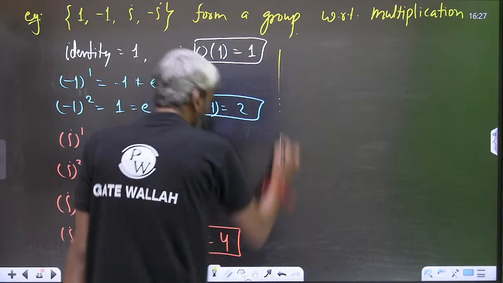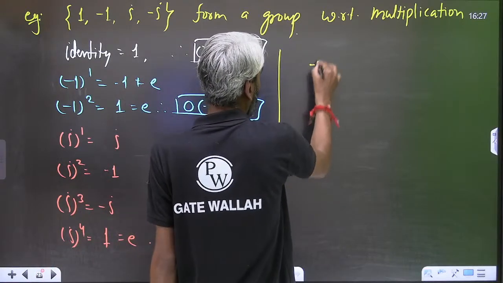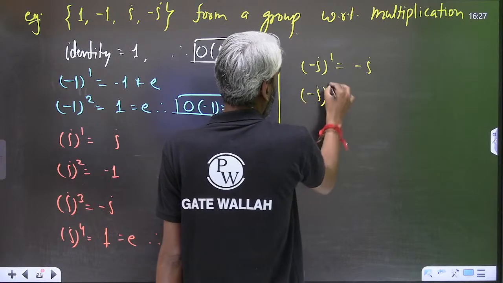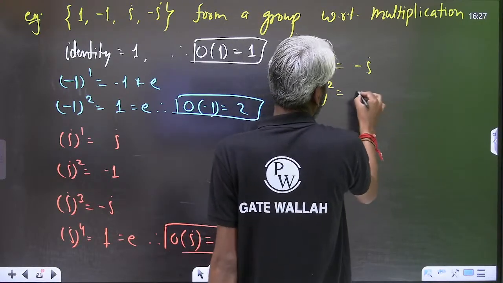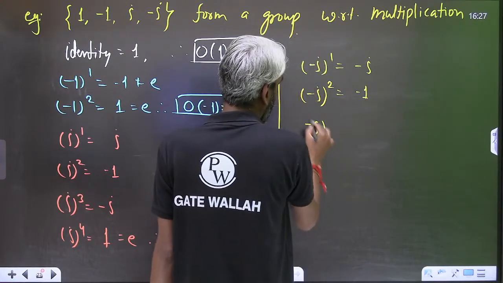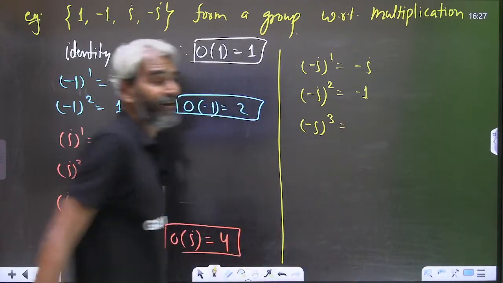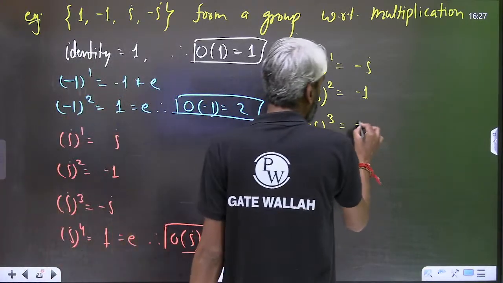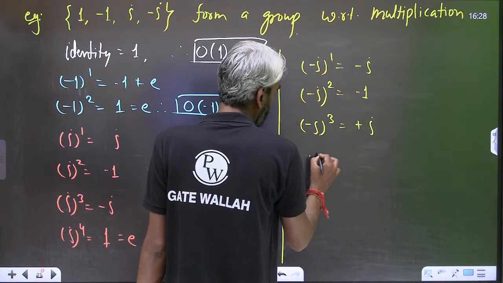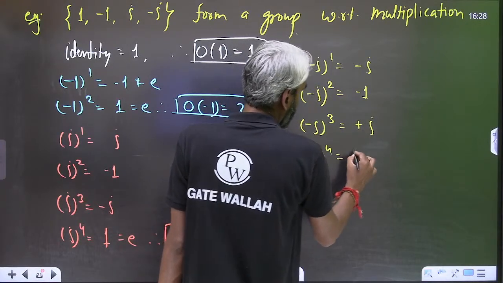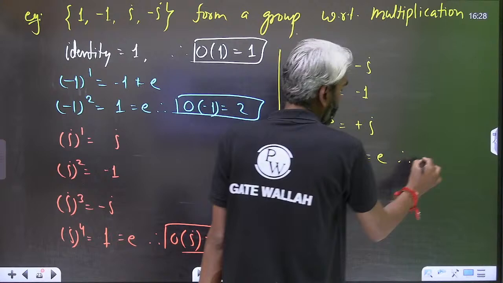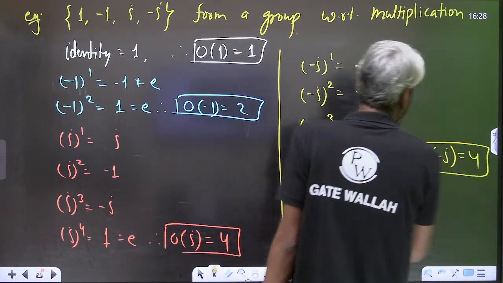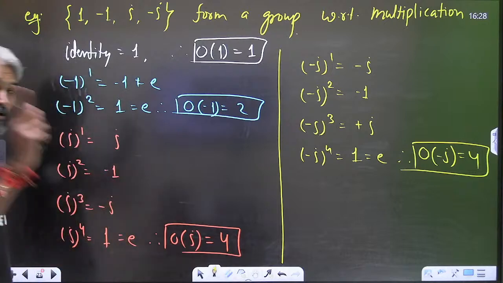Similarly, what will be order of minus iota? Sir, minus of iota raised power 1 will be minus of iota only. Minus of iota square will be plus of iota square, which is minus 1. Minus of iota cube: iota cube is minus iota, so minus of iota cube will be plus of iota. Similarly, minus of iota raised power 4 will be nothing but 1, which is the identity element. Therefore, order of minus iota is also 4.